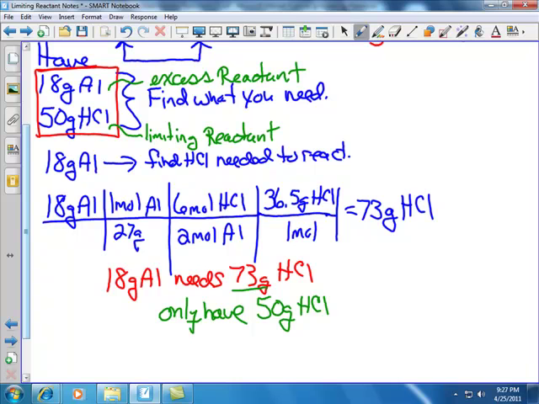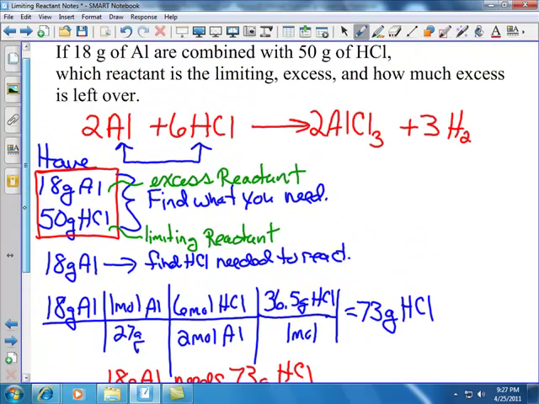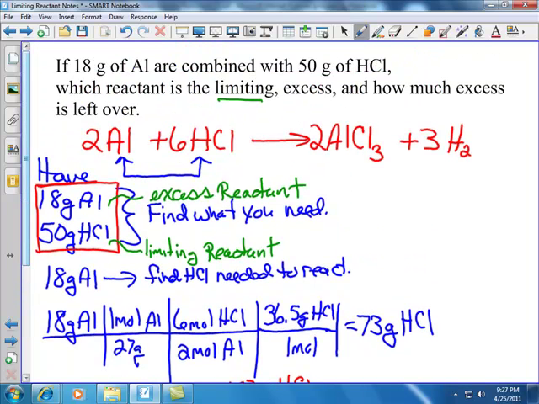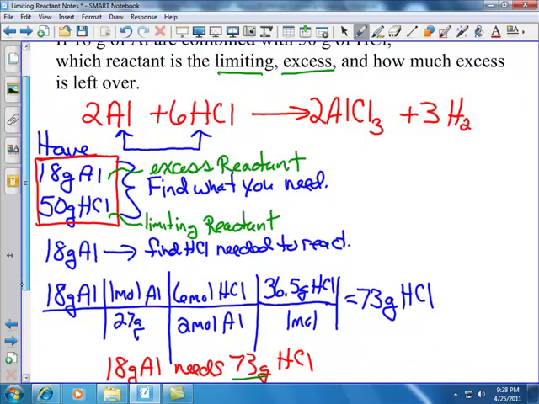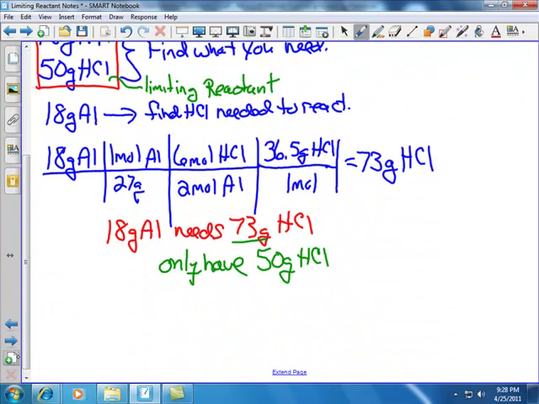Now, here's the problem. I have identified my limiting and my excess. The only problem is I haven't identified how much excess I should have left over, because I cannot just subtract these two numbers. I cannot just subtract them because 73, I don't have that. I've never had that. That 73 just showed up in a calculation, so that 73 is a number that I never have.